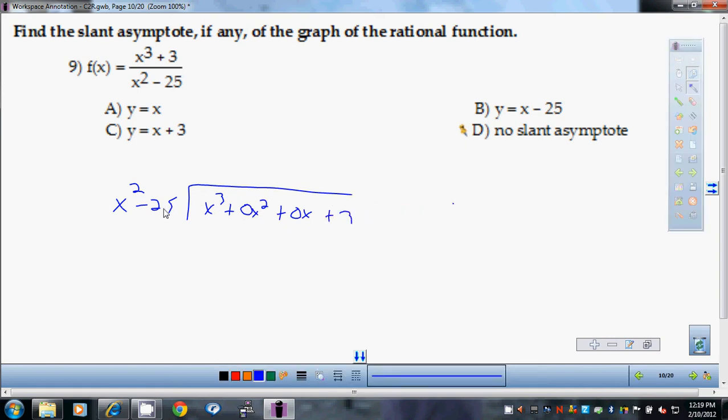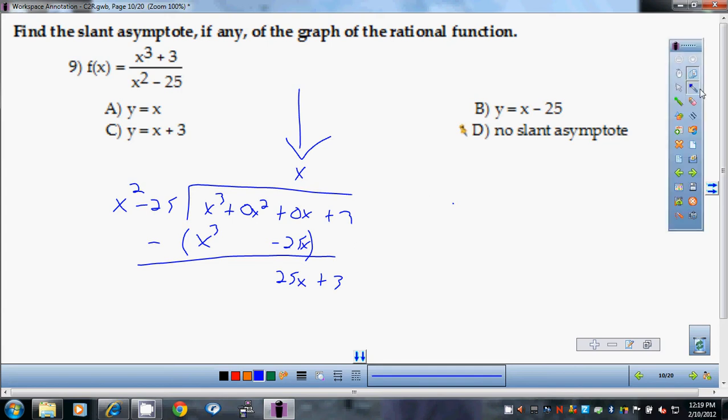Here we go. X cubed divided by x squared is x. Multiply that back through. That's going to be 25x plus 3. Now, won't everything else be my remainder because it's smaller than this? Another awesome thing about slant asymptotes, the remainder never comes into play. You can chuck it out the window. So essentially, the only thing in our equation is x. Which one of these is that? A. Y equals x.